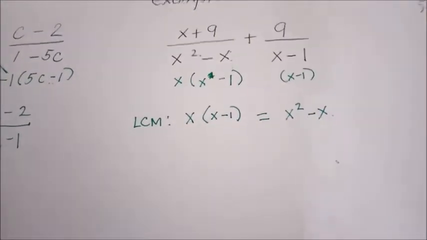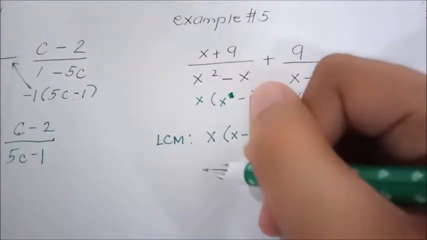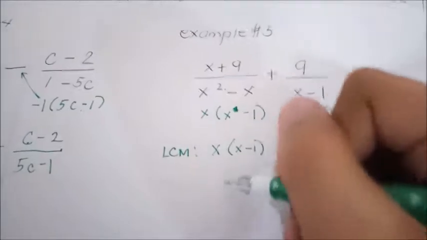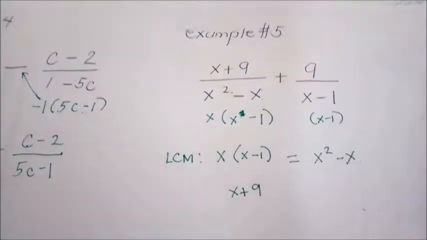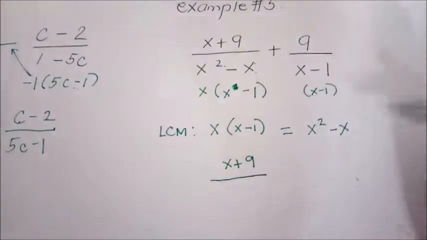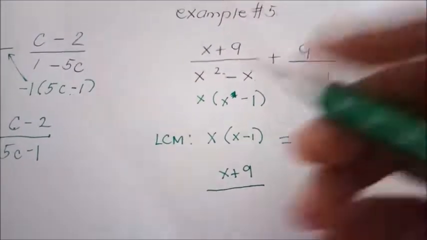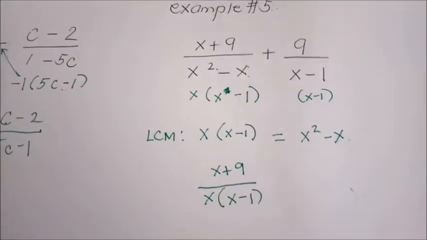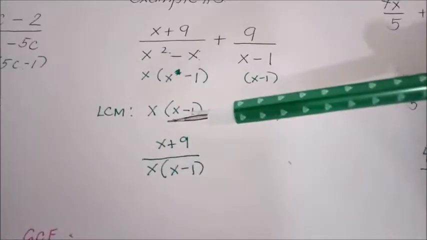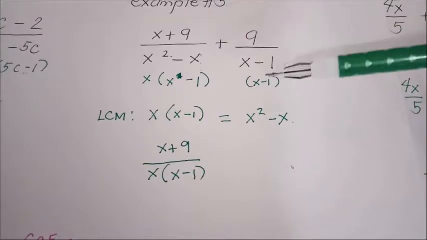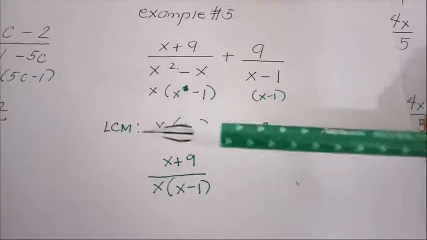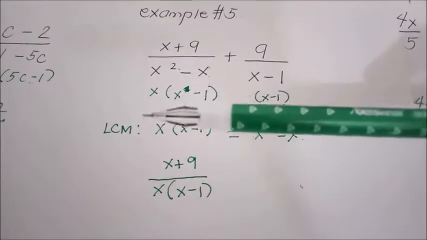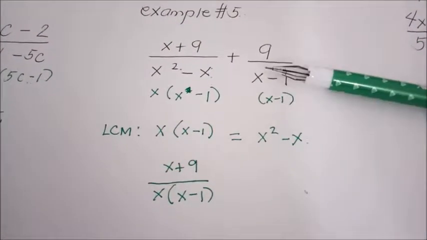If your answer is none, good. It means x plus 9 over x squared minus x will stay the same, x plus 9 as your numerator. The denominator, it's up to you whether you still write this one or the factored form, x times x minus 1. Okay, next. We have here x times x minus 1 divided by x minus 1, or in other words, which factor of this is missing here? So, we have x. It means only x will be multiplied to 9.